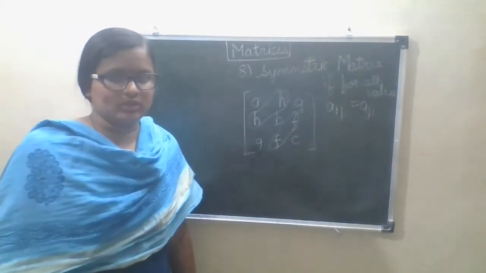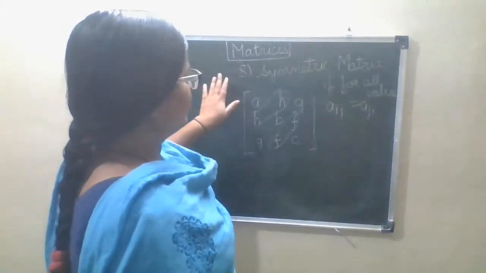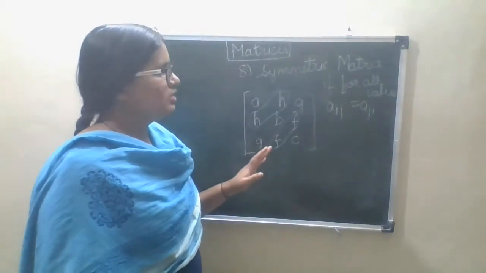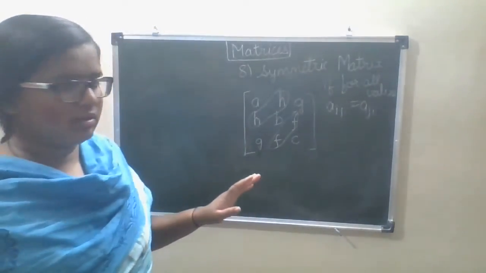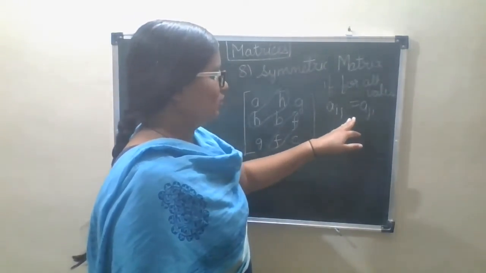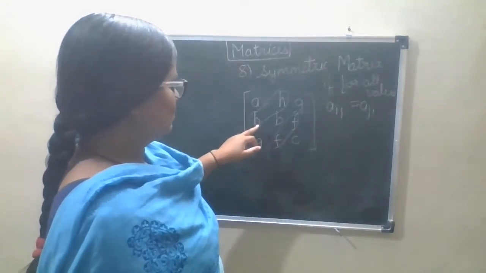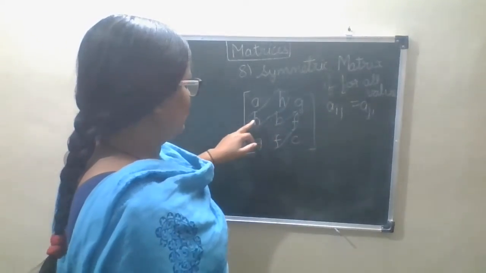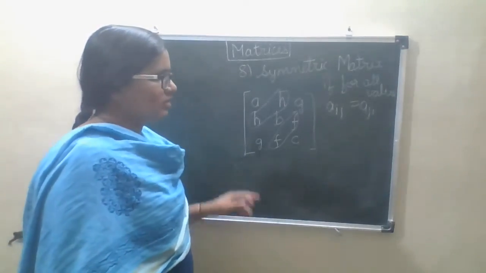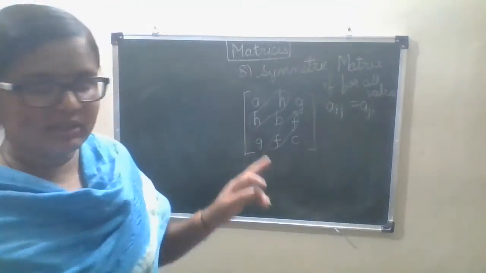Now further we will see the eighth one, which is the symmetric matrix. A symmetric matrix is one in which a of ij is equal to a of ji for all values. Here the elements h and f are given, and then it is called a symmetric matrix.